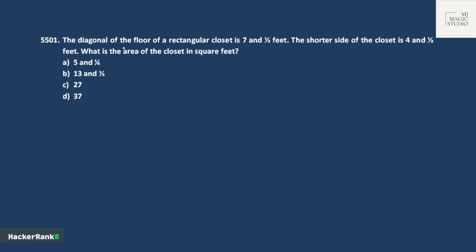The diagonal of the floor of a rectangular closet is 7.5 feet. The shorter side is 4.5 feet. What is the area of the closet in square feet? We need the length of the longer one. Let the longer one be b.